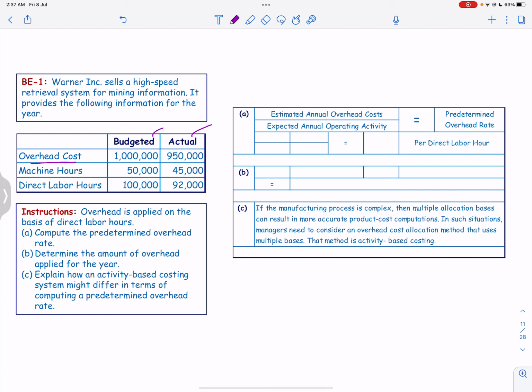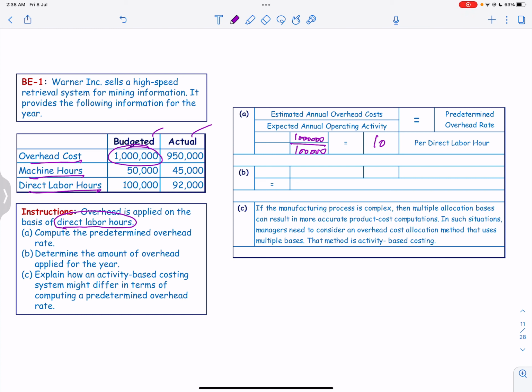We have for the overhead cost, machine hours, direct labor hours. Overhead is applied on the basis of direct labor hours. Compute the predetermined overhead rate. So predetermined overhead rate is estimated annual overhead cost, and that is 1 million, divided by expected annual overhead operating activity, and that is 100,000. So this is equal to 10 per direct labor hour.